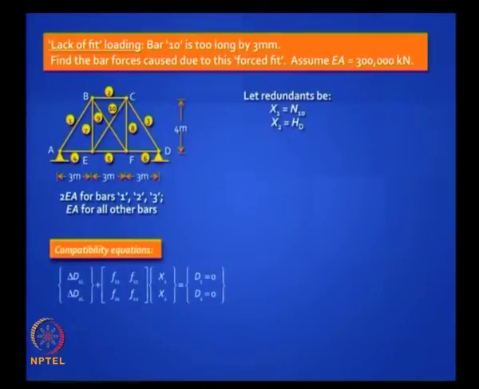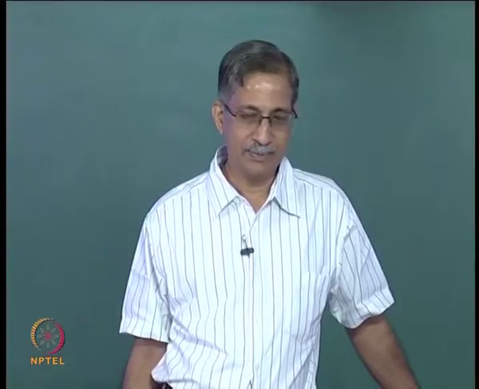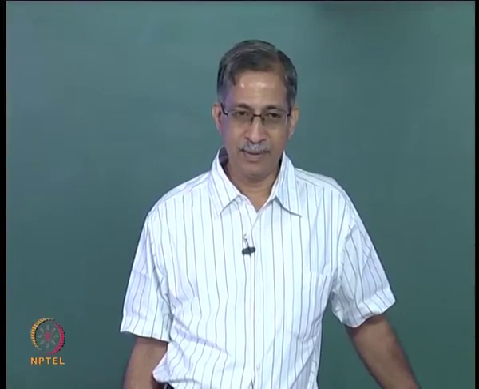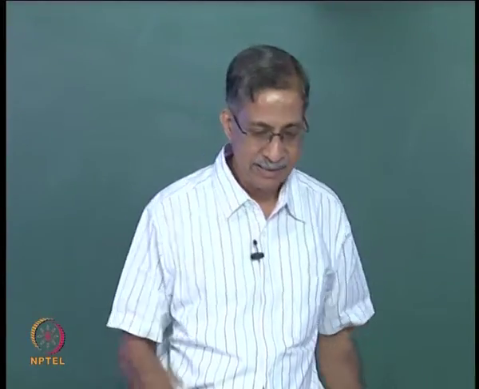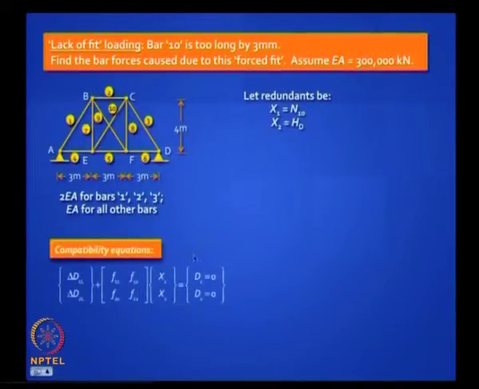How will you get delta d1L and delta d2L? This is not as easy as the previous problem where you had a rigid body movement in your beam. How will you find this out? What is delta d1L and delta d2L? What does this physically mean? In which structure? In the primary structure.